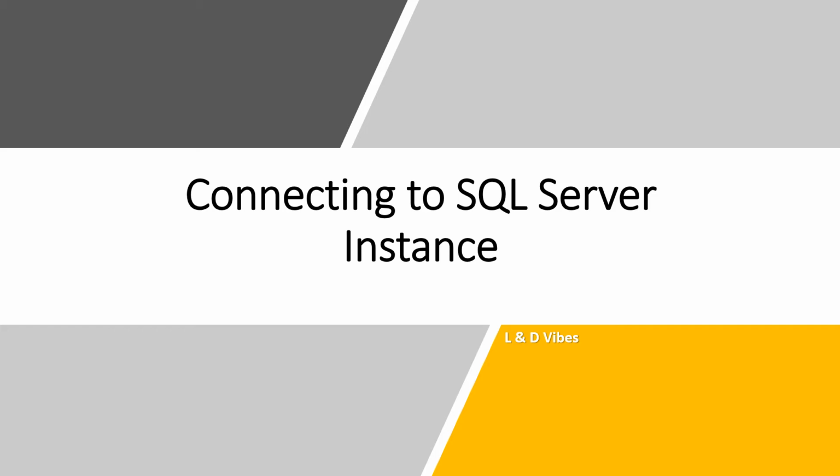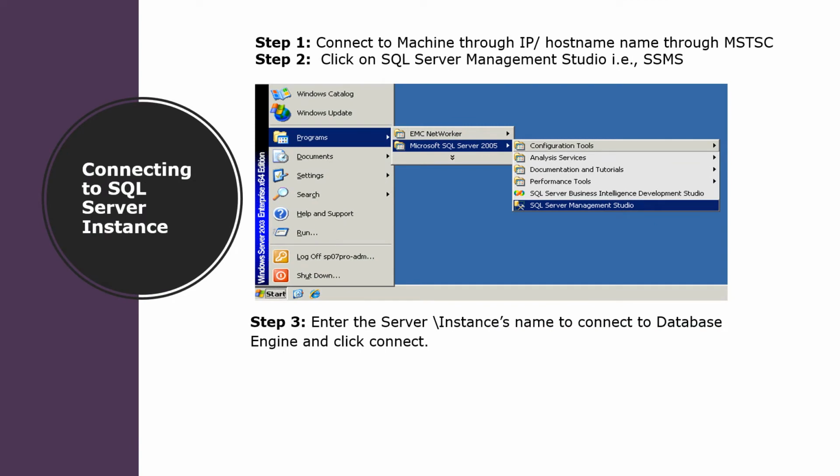Connecting to SQL Server instance. Step 1. Connect to the machine through IP or the host name through MSTSC. Step 2. Click on the SQL Server Management Studio, that is SSMS. Step 3. Enter the server or the instance name to connect to the database engine and click Connect.